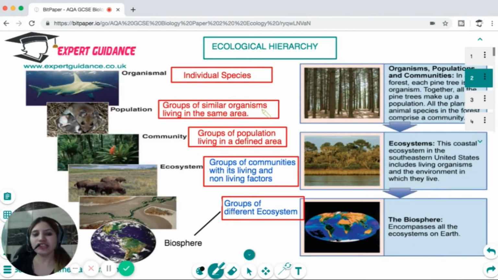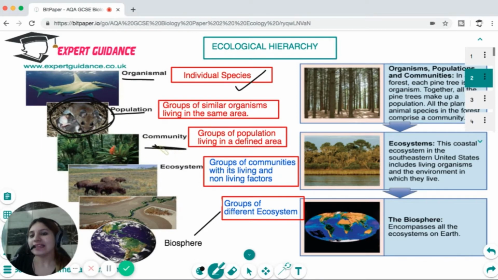First of all, you should understand what an ecological hierarchy is. What are the things that are contained in the ecosystem or in ecology? So ecology starts with the level of organisms, which are the individual species. These groups of organisms that live in a similar area make a population. So you can see here, there's a population of rats. And then when you have groups of populations in a different area, that makes a community.